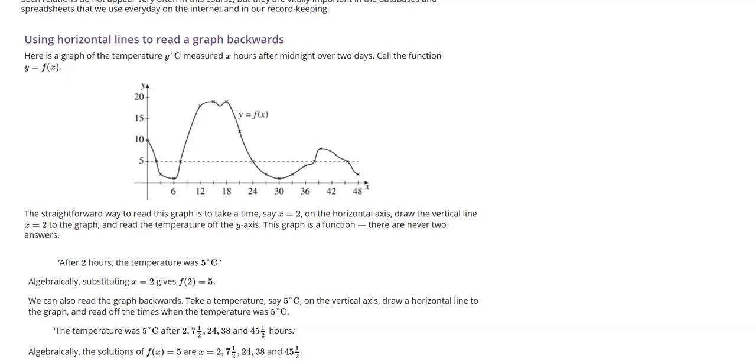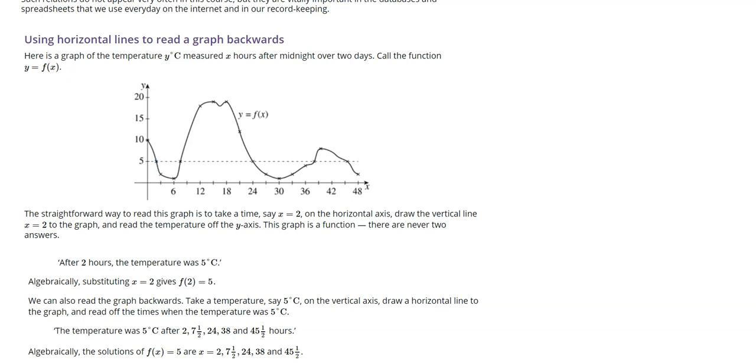That's all great, a straightforward way. So if we want to read this normally, we would take a time, say x equals 2. So at 2 hours, what is the temperature after midnight? After 2 hours, we'd look on the horizontal axis to where x equals 2, and we'd see it's around about there, I'm assuming, is what they're implying.